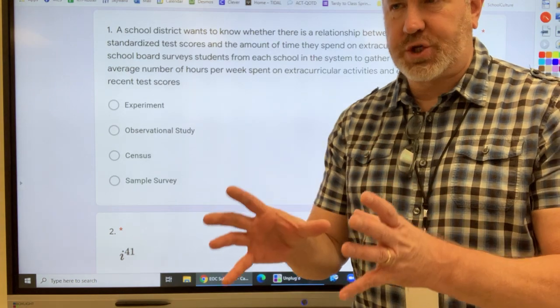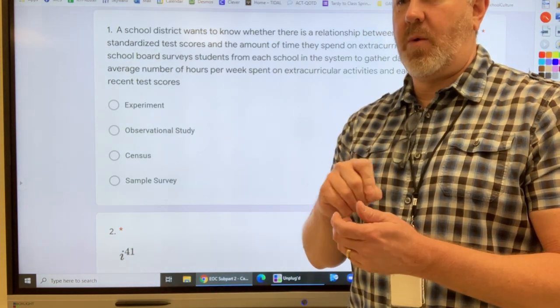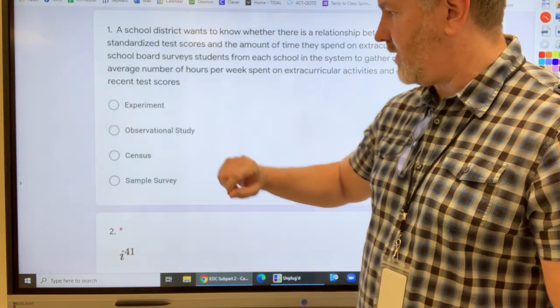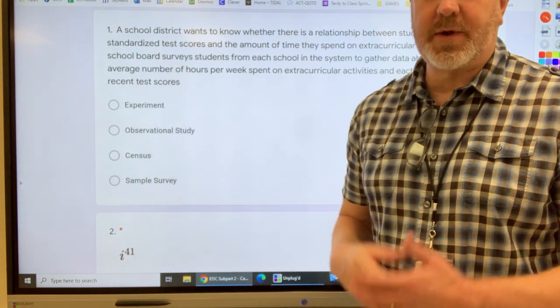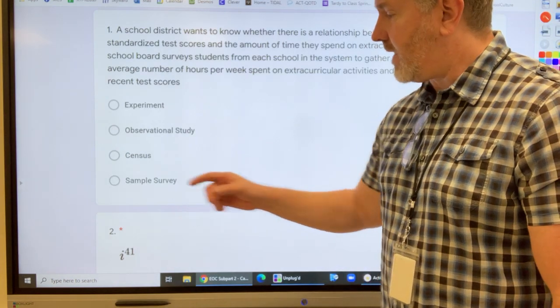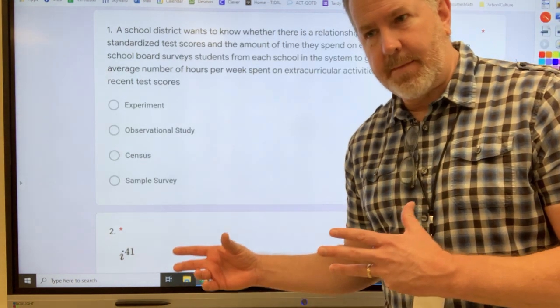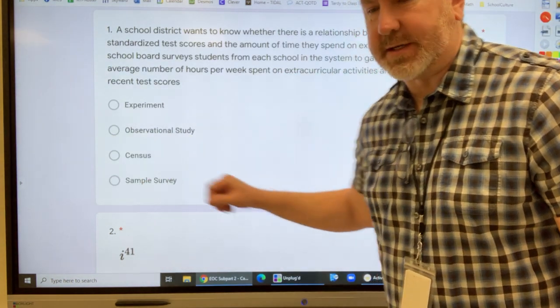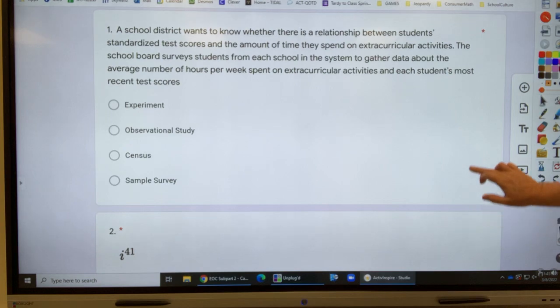Observation, they didn't watch the kids. They didn't sit in the hallway and take notes. They didn't sit in the classroom and take notes. They surveyed them. It said it right there, all right? So a census is typically a survey that involves the entire population, and then a sample survey, they may only ask 100 kids. Since they asked everybody, I'm going to go with census on that one. All right, let's move on.